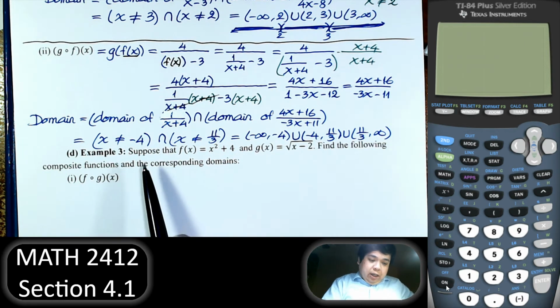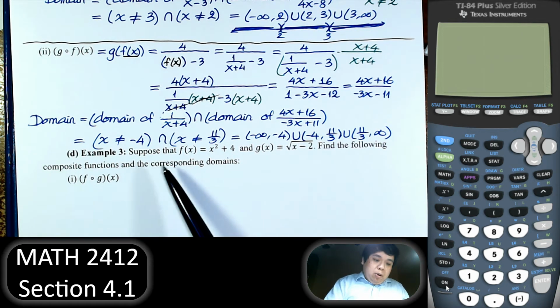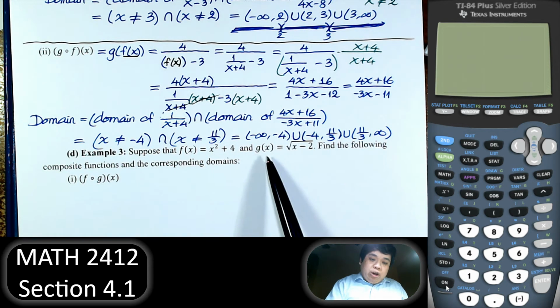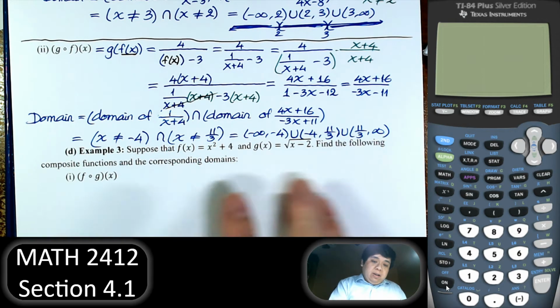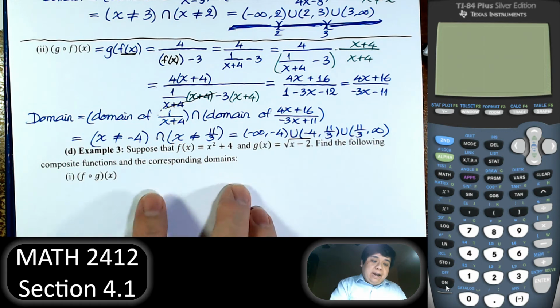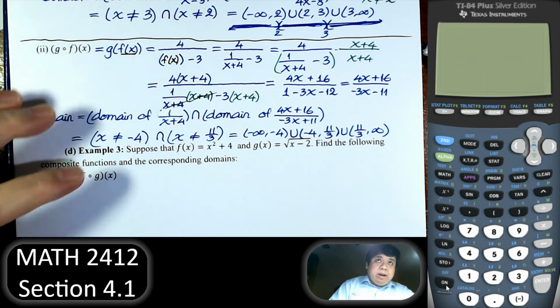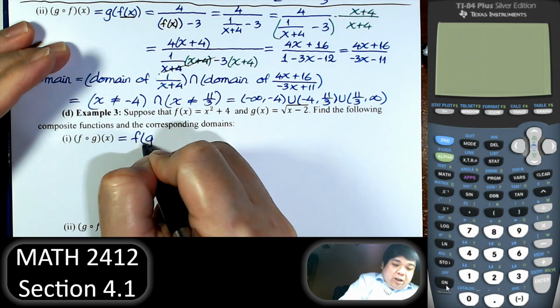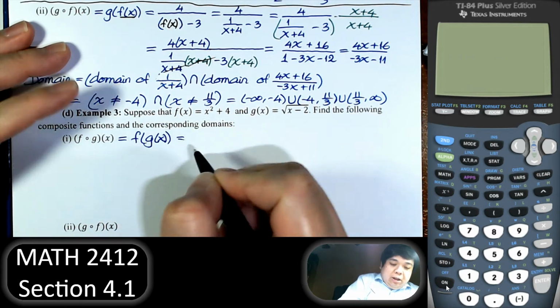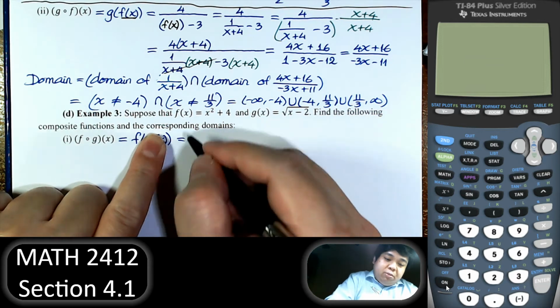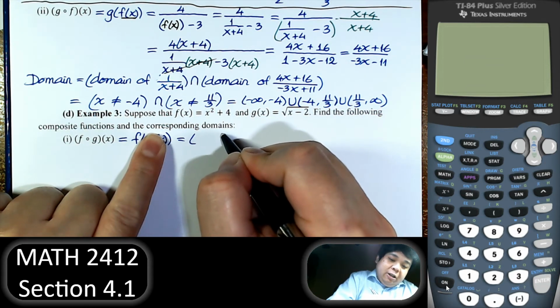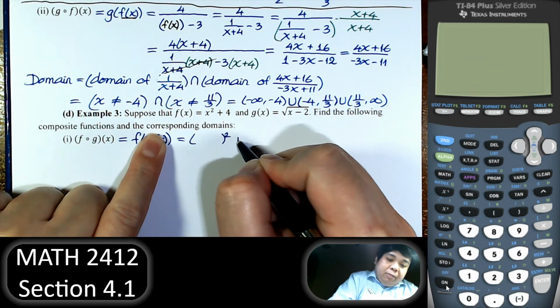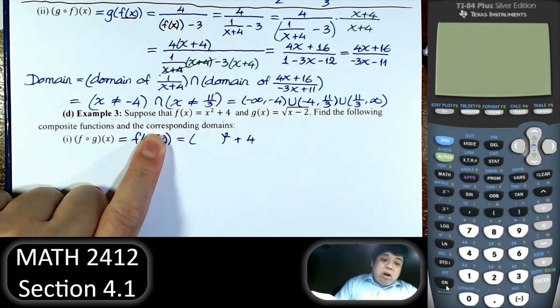Right, now, another example. Suppose f of x is equal to x squared plus 4 and g of x is the square root of x minus 2. Find the computation and then the corresponding domain. So, it should be easy. That is f of g of x. Now the function f is what? Something squared plus 4. That's what the function f does.